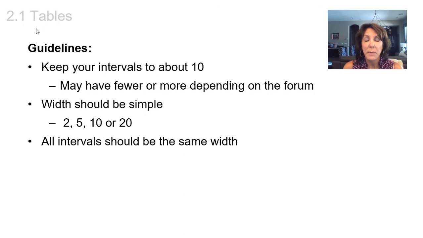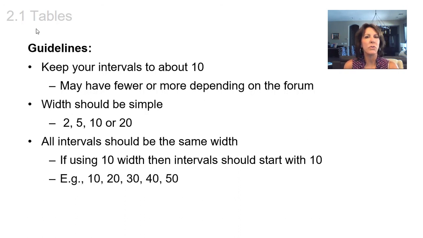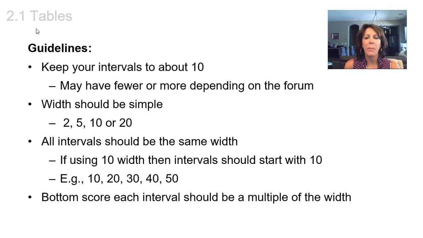All intervals should be the same width. So if I have scores that have a width of 5, all of the widths should be the same. If you're using a width of 10, then the interval should start with 10. So for example, 10, 20, 30, 40, 50. And the bottom score at each interval should be a multiple of the width.